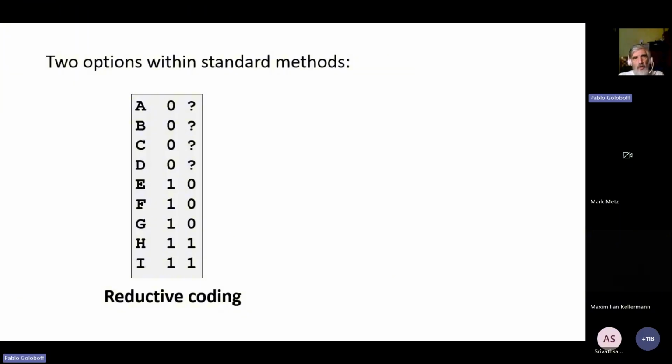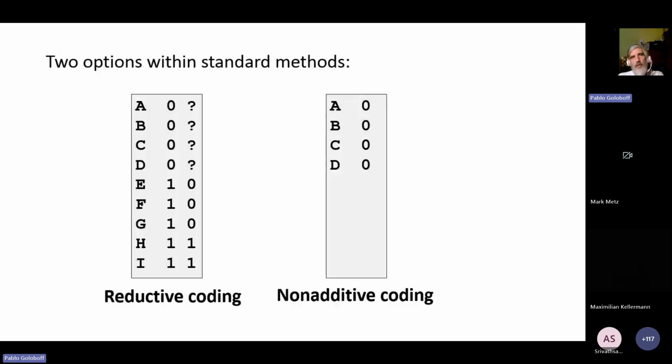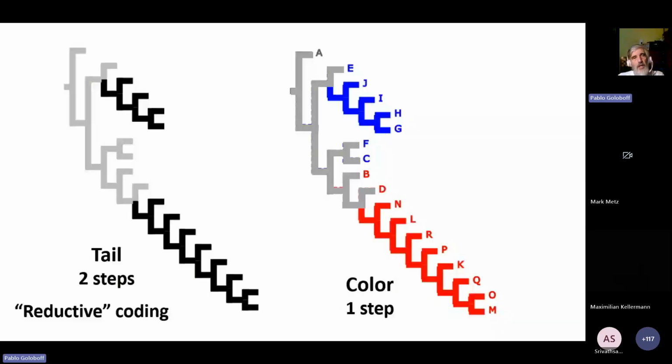The other possible coding that Madison discussed is the non-additive coding, which you do with a Fitch optimization. You use one state for representing the taxa that lack a tail, another state for representing the taxa that have one color, say blue, and another state for representing the taxa that have a red color. So those are the main options that Madison analyzed.